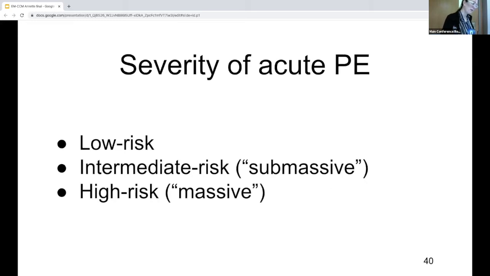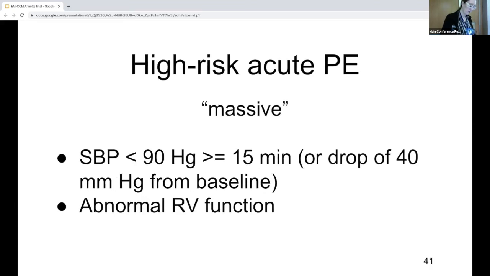For the severity of acute PE, there are three groups: low risk, intermediate risk or submassive, and high risk, massive. Our patient was presumed to have a massive PE. The AHA definition says acute PE with sustained hypotension, SBP less than 90 for at least 15 minutes, or requiring inotropic support not due to another cause than PE, or pulselessness, or persistent profound bradycardia. Massive PE with shock has about 30-day mortality of 15%, and if there is cardiac arrest, it goes up to 60%.